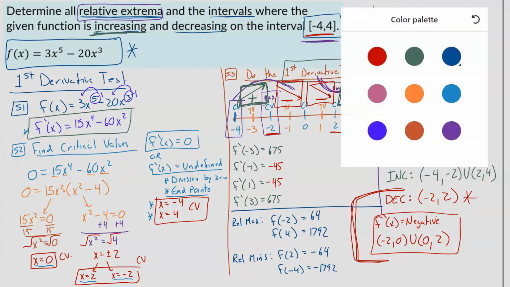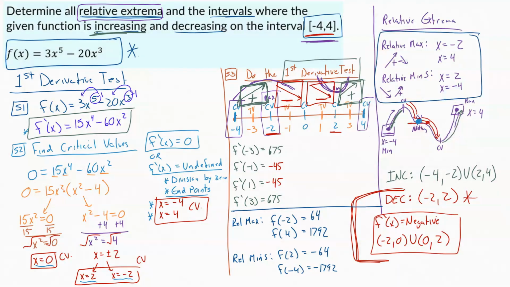So keep in mind that the actual maxes and mins are the y values. That's what they are. When they occur, those are the x values.